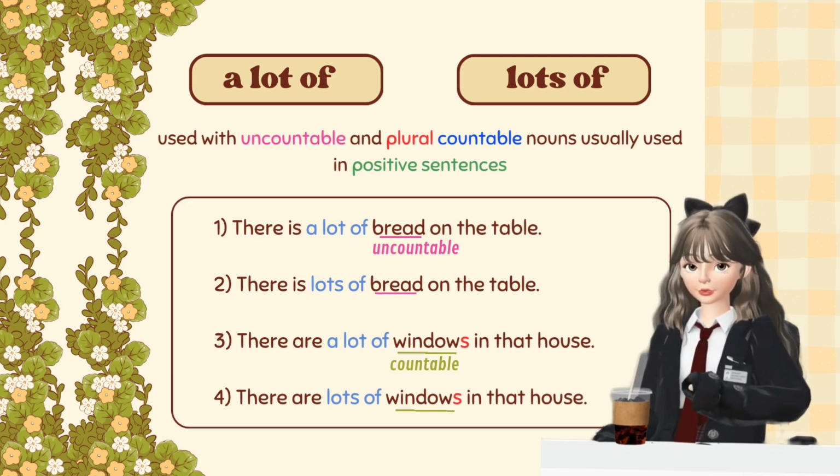Alright, and look at number 3 and 4. Let's do 3 first. There are a lot of windows in that house. Windows is a countable noun, so we can make it plural, right? And put the S on it in this case. And number 4, there are lots of windows in that house. 3 and 4 mean the same exact thing. You can use a lot of, lots of.